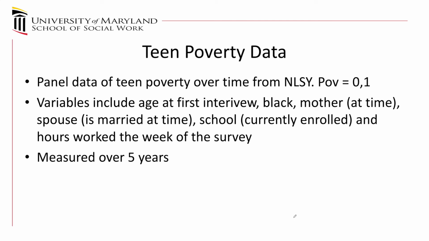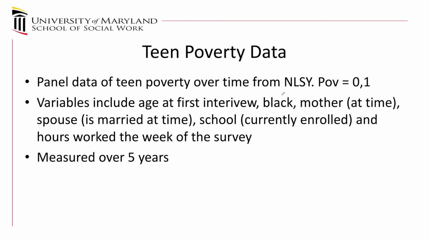There's a poverty variable there that is measured as a 0-1 variable. The other variables that we're going to look at here include age at first interview, whether the person is black or non-black, which in most cases is going to mean white, whether the person is a mother at the time, the teen is a mother at the time. So I guess these are all females. Whether the person is married at the time, whether they currently are in school at the time, and the hours worked in the week of the survey.